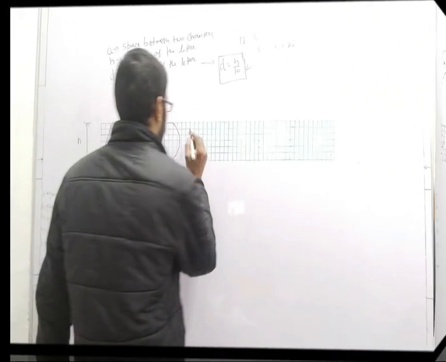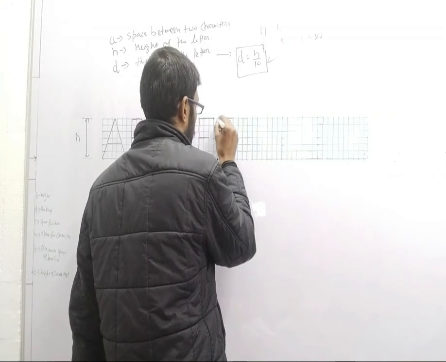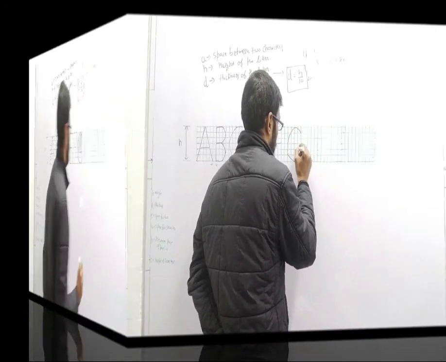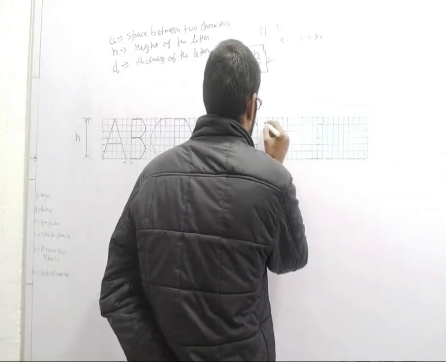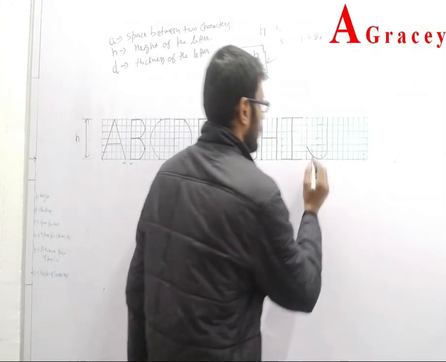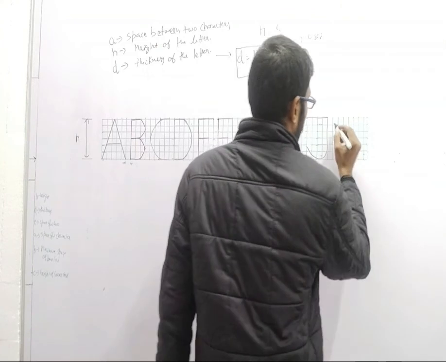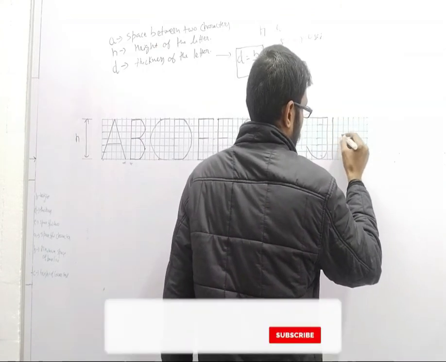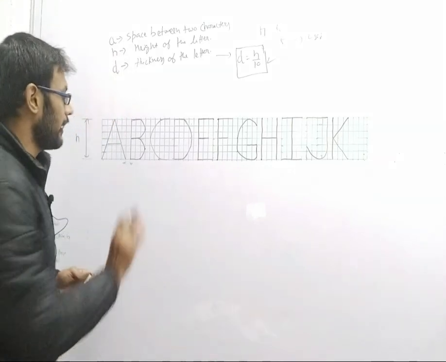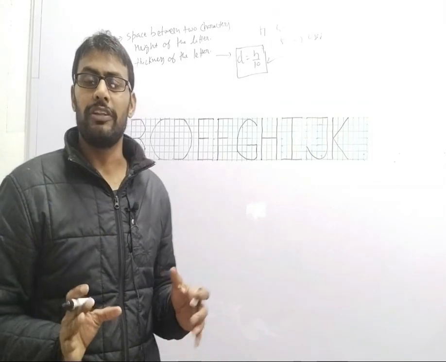Next is E. Next is F. Next is your G. Next one is H. Next is your character I. Next is your J. Next is your K. So students, similarly we can draw up to Z. So this is the representation of how to draw your letters with the help of guiding lines.